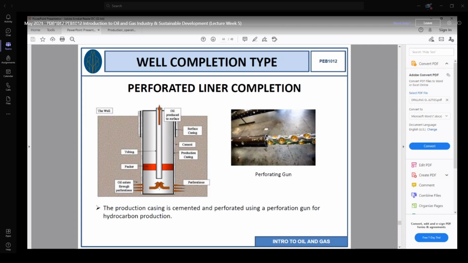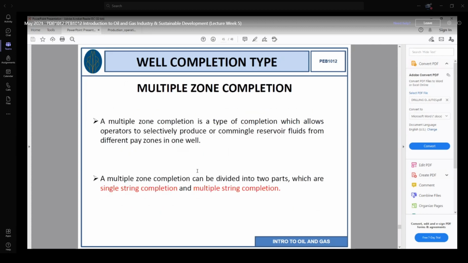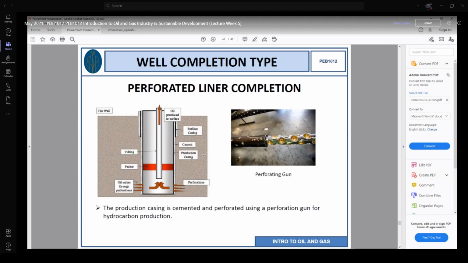inside the wellbore, and we place it in front of the location where we want to make a hole, then we trigger it. When we trigger, the bullets are going to fire and make a hole in this steel pipe, and this hole will go deep into the formation. So the communication would start from the reservoir to the tubing.